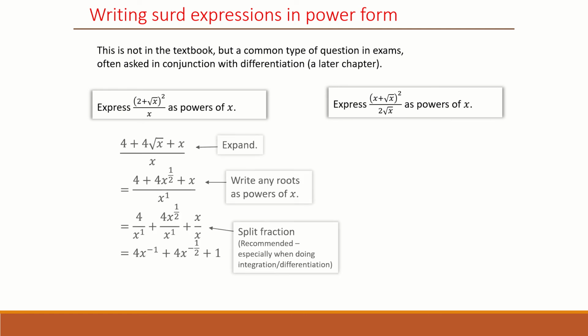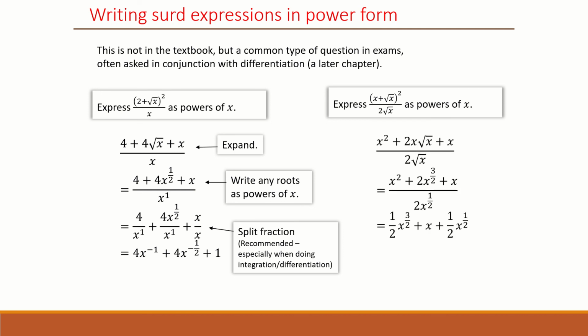So the first question on the left, here's what you do. You expand the top bracket. You turn every surd into a power of x, which in this case, 4 root x would be 4x to the power of a half. You split the fraction, which I technically recommend, as it's especially useful when doing integration or differentiation, which should give you 4x to the power of minus 1 plus 4x to the power of minus a half plus 1. For the second question, this is what you should have done.